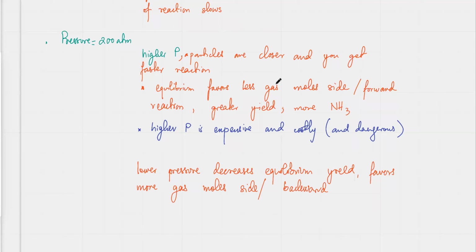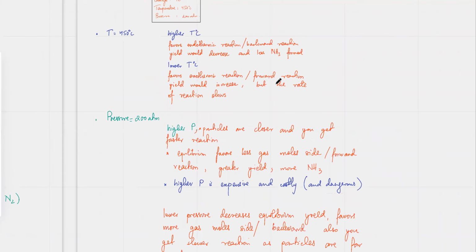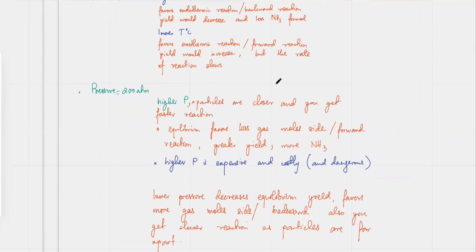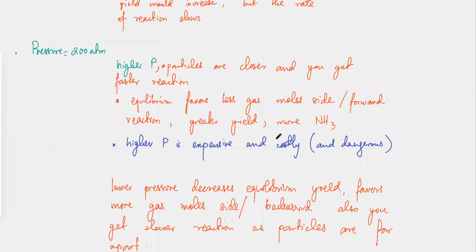So which is backward reaction. And also you get a slower reaction as particles are far apart. तो ये justifications पता होनी चाहिए. Temperature ज़्यादा क्यों नहीं किया, कम क्यों नहीं किया, pressure. What's wrong with high pressure? Everything is good with high pressure except for the cost. So you have to save your cost.